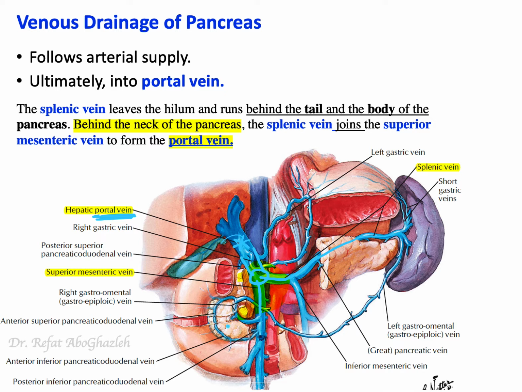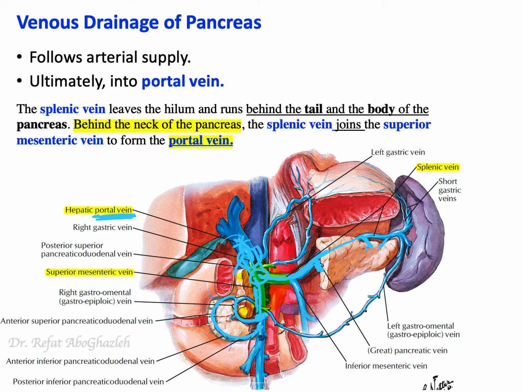However, the blood from the pancreas returns following the arteries, right? So look at it here, to the superior mesenteric vein, and guys, also to the splenic vein, as you see here. So ultimately, the splenic vein will unite with superior mesenteric with all these veins to form the portal vein. So the drainage will be to the superior mesenteric vein and splenic vein that unite to form the portal vein.